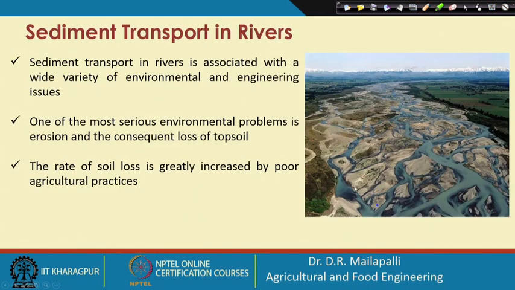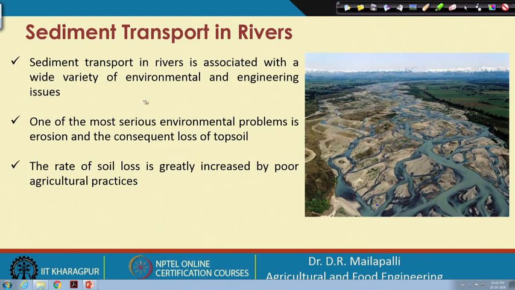So then in rivers, the sediment transport is associated with a wide variety of environmental and engineering issues. If you see this river, it has a lot of rivulets. It's supposed to be a single river, but because of the sedimentation, the capacity, or effective width, is being reduced, and the depth of the river is going to be reduced, and definitely if there are large flows there is a chance of flooding nearby areas.